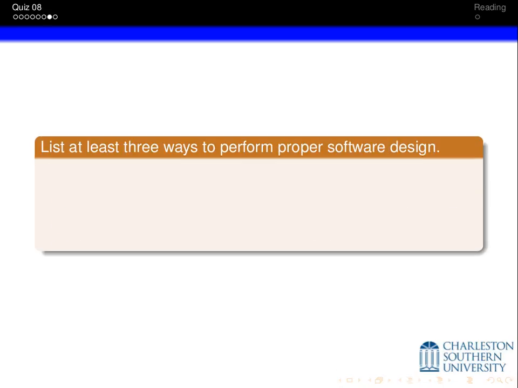List 3 ways to perform proper software design. Okay, that's kind of a vague request, but let's see what we get. How would you do it? Maybe that would be a better word. Would you keep it all in your head? Divide and conquer. All right. How would you write it down? Step by step. Okay, like what I was going to do. A detailed plan, like an outline.